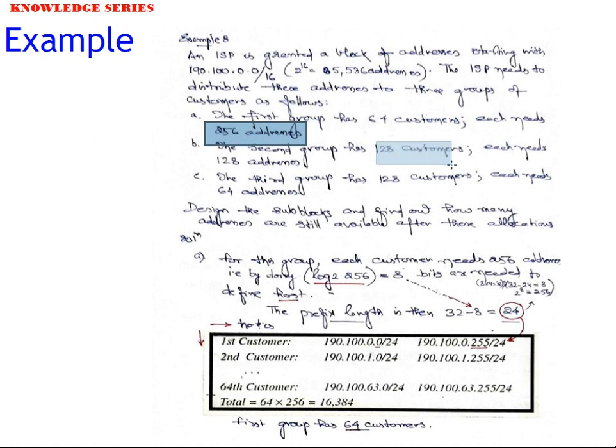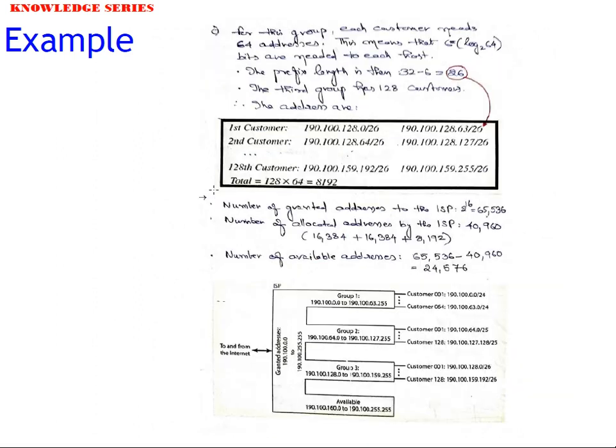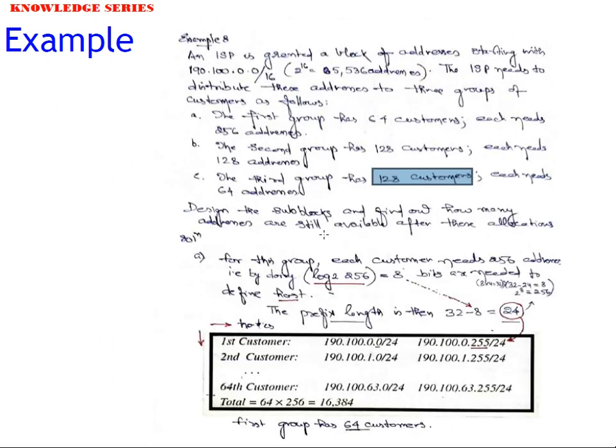In the second group, 128 customers, each will need 128 addresses. In the third group, 128 customers, and each needs 64 addresses. So this is what we try to see. Now design a subblock and find out how many addresses are still available for these allocations. That is what we will see in the final, after understanding this.